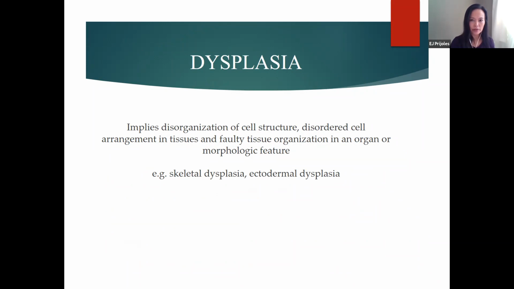All right, so going away from those types of condition, we'll talk about dysplasia. This implies disorganization of cell structure, disordered cell arrangement in tissues, and faulty tissue organization in an organ or morphologic feature. So this would include things like skeletal dysplasia or ectodermal dysplasia.